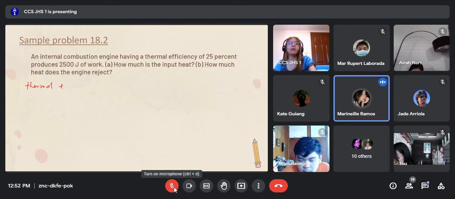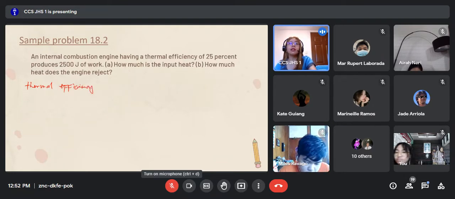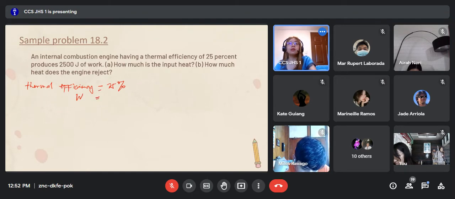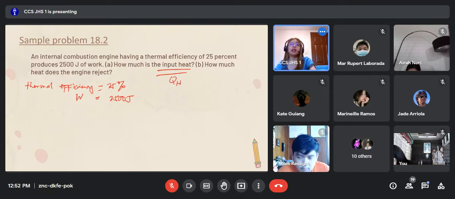What else aside from the thermal efficiency? Work 2,500 joules. Okay, correct. 25% and then work done, we have 2,500 joules. Okay, how much is the input heat? Okay, what is the symbol for input heat? QH. Okay. So let us solve for QH. Unsa na formula gamiton to solve? Asa to na Heat formula?